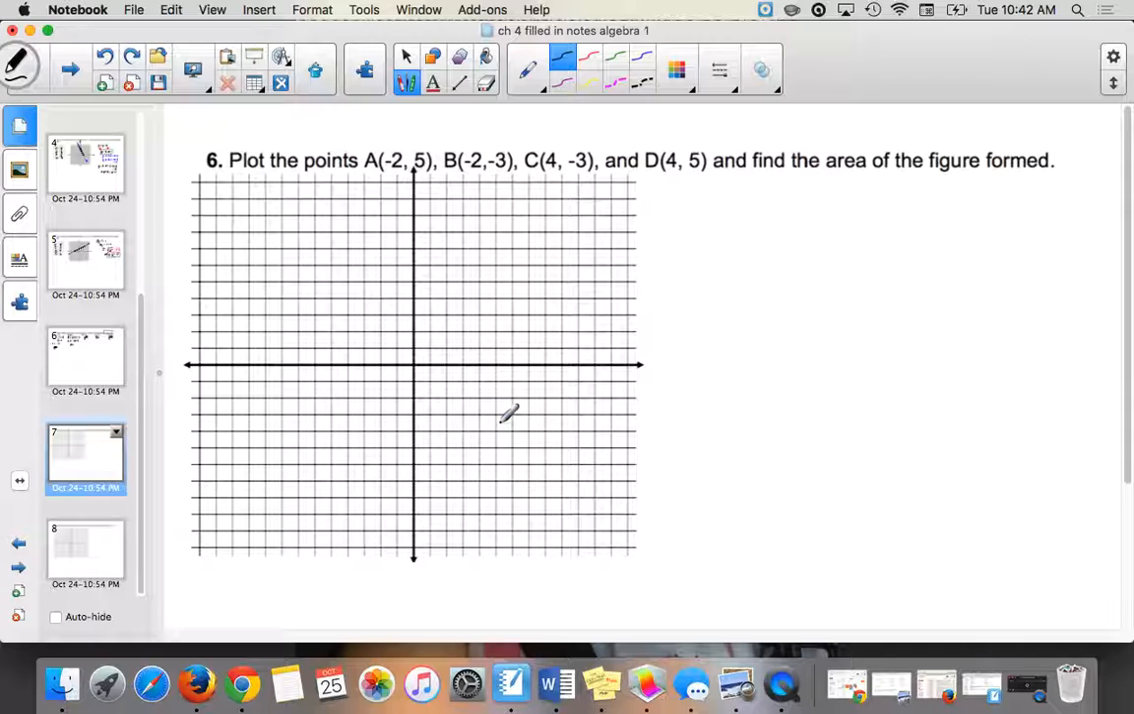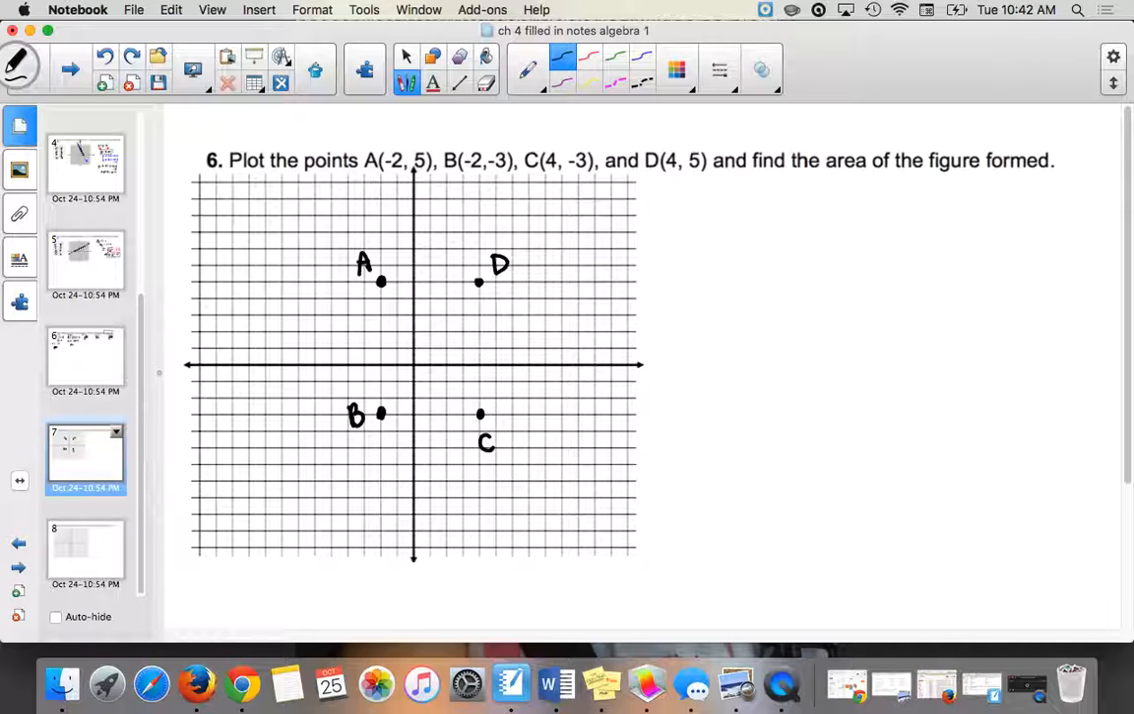So negative 2, 1, 2, 3, 4, 5. It's up there. So left 2, up 5. And we're going to mark that as A. B is negative 2, negative 3. So negative 2, 1, 2, 3. That's B. C is 4, negative 3. So over 1, 2, 3, 4 to the right, down 1, 2, 3. And D is 4, 5. So go over 4 and up 1, 2, 3, 4, 5.